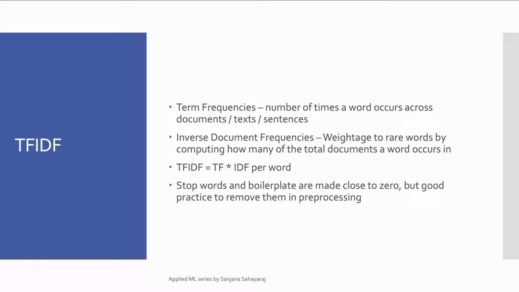And that's what happens in the TF-IDF stage, where we have term frequency multiplied by inverse document frequency, or term frequency into 1 divided by document frequency, calculated per word. So stop words and boilerplate are usually made close to zero with this exercise, but in natural language processing, going through a pre-processing stage of removing stop words, punctuation, and others is a good practice.